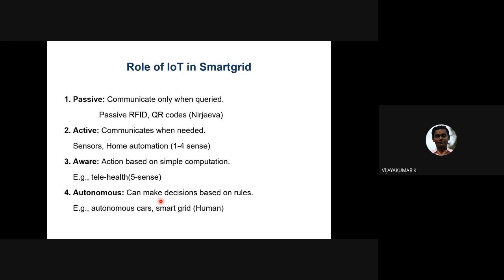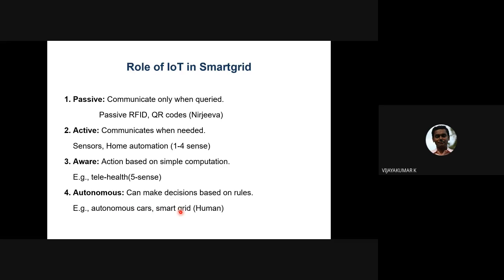For that, we have to incorporate machine learning techniques to take the decisions. These decisions will be taken based on rules, which the algorithm developer takes care of: what rules you have to follow, and you have to define and author those rules. The best examples of autonomous systems are autonomous cars and smart systems.